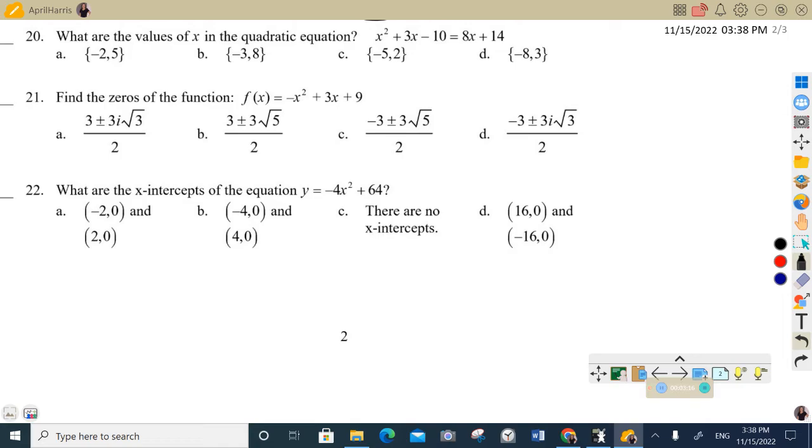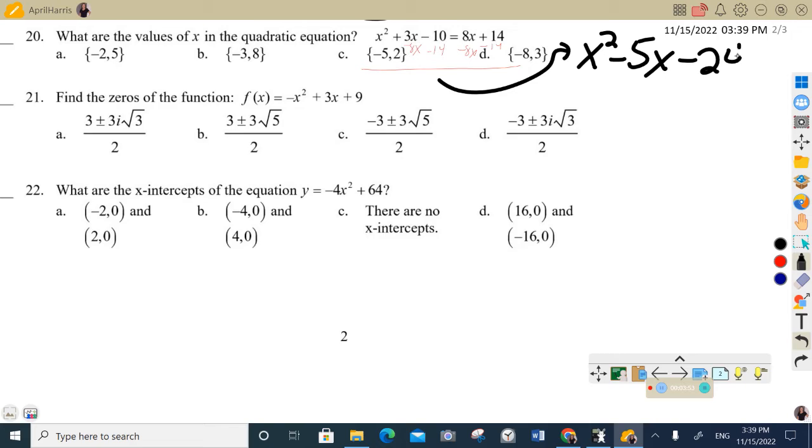Okay, question number 20. What are the values of x in the quadratic equation? You've got an x squared and a couple of x's, so you're going to have to either factor or use the quadratic formula. Notice again, all of your answers are nice numbers, so this problem could be factored, but you've got to set it equal to 0. So I'm going to subtract 8x and subtract 14 on both sides. When I do that, I get x squared, 3x minus 8x is negative 5x, negative 10 minus 14 is negative 24, equals 0, because everything on the right canceled.